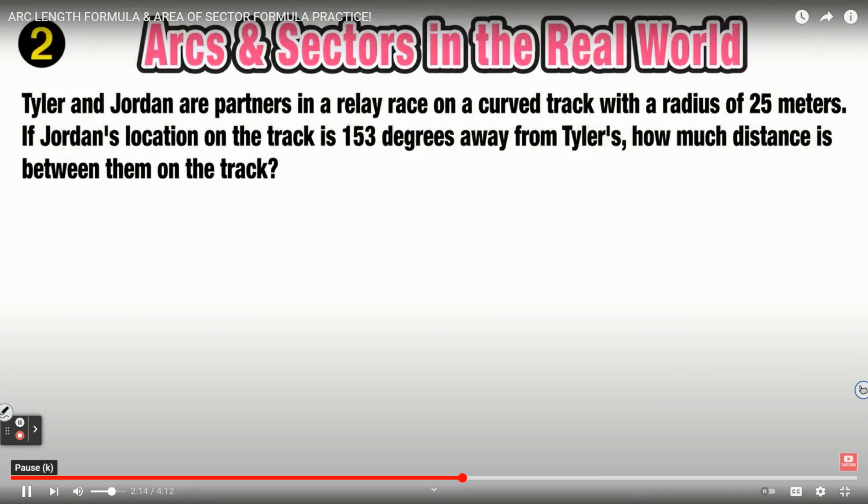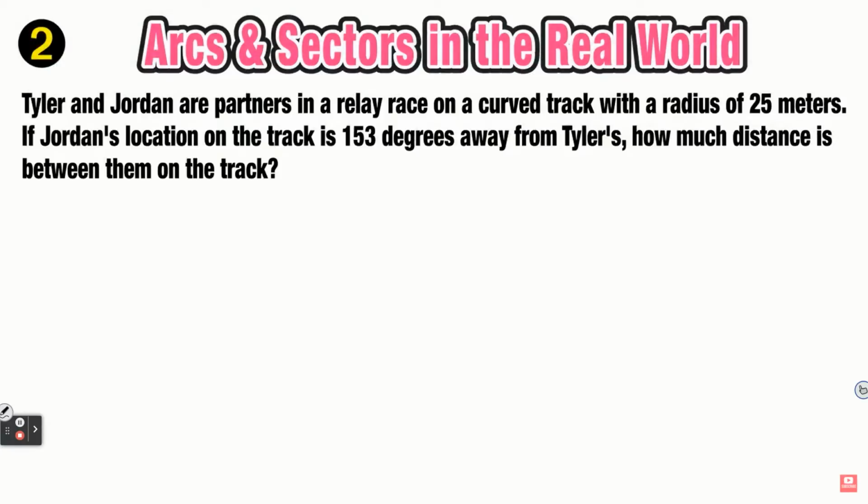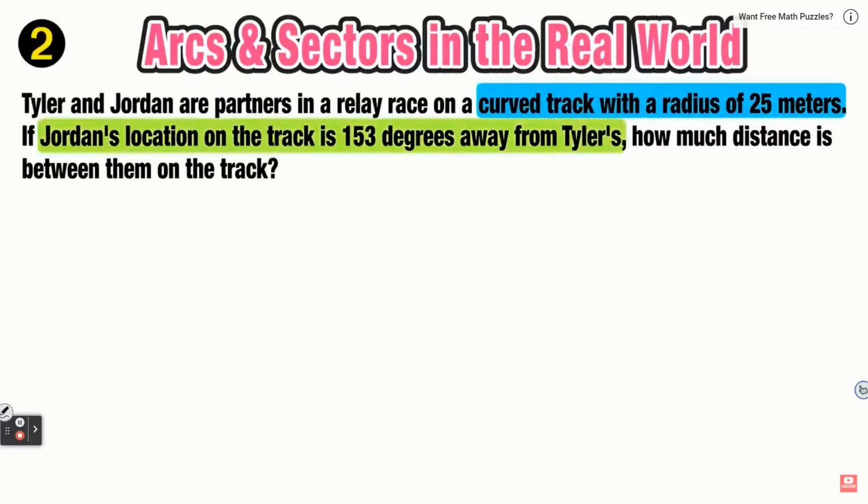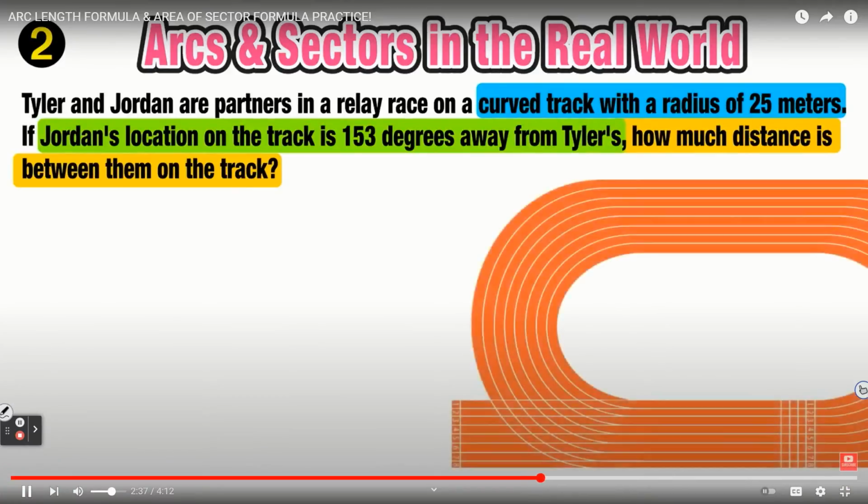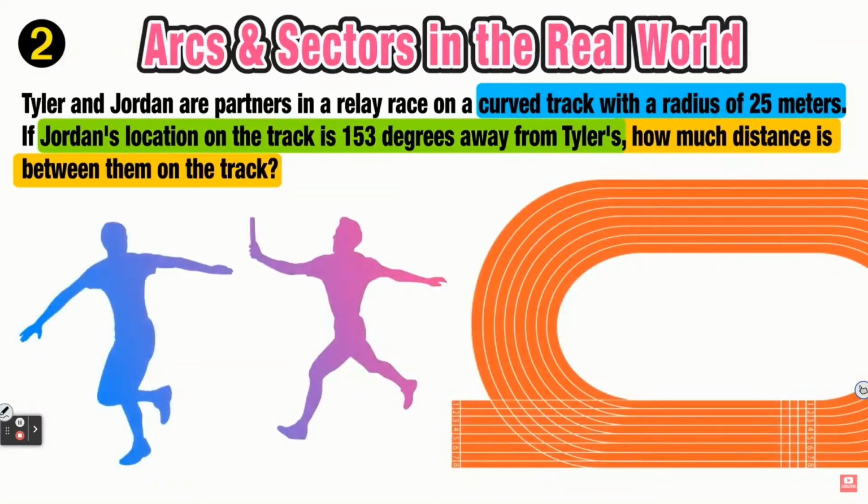Okay, so our second example takes us out to a track and field event. Jordan and Tyler are teammates and partners on a relay race, and they're running on a curved track with a radius of 25 meters. We also know that Jordan's location is 153 degrees away from Tyler's. Now what we want to find is the distance on the track between the two runners. So let's go ahead and visualize that curved racetrack.